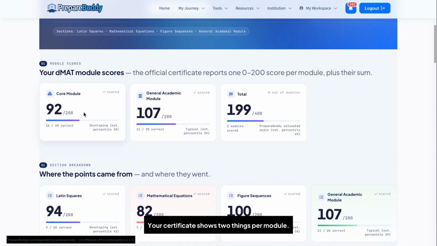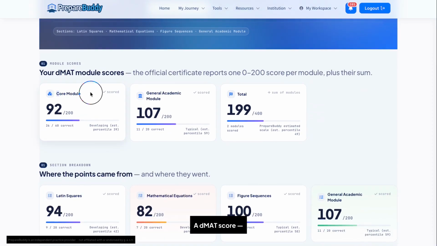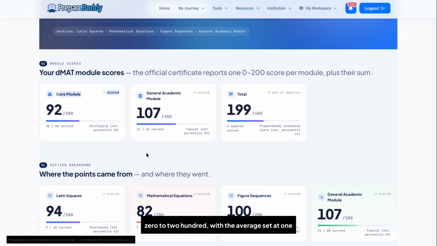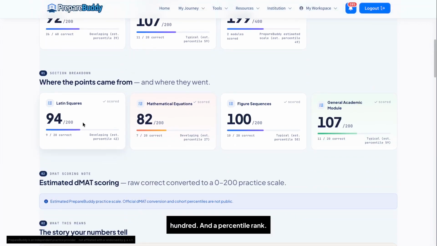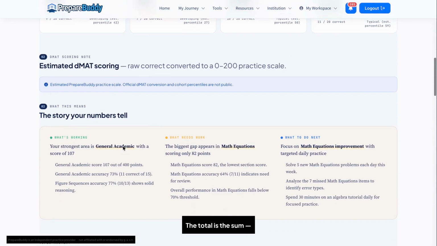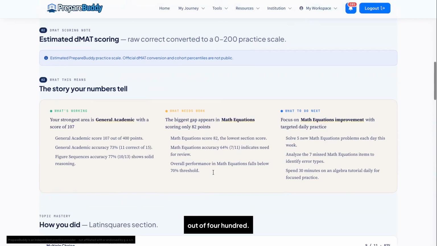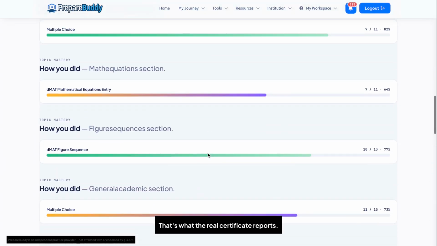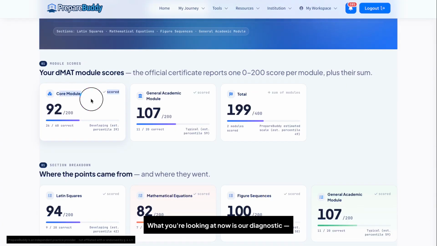Your certificate shows two things per module. A dMAT score, 0 to 200, with the average set at 100, and a percentile rank. Two module scores, core module and subject module. The total is the sum, out of 400. That's what the real certificate reports. What you're looking at now is our diagnostic, a score per subtest.